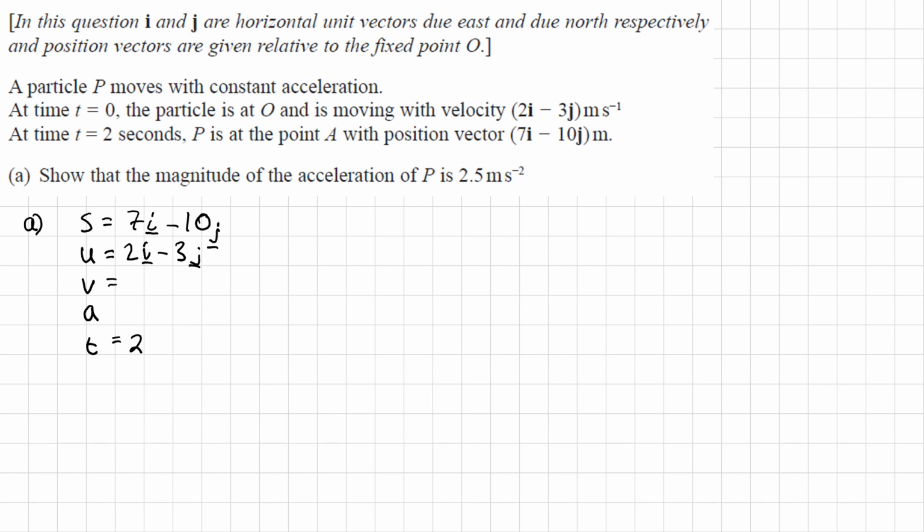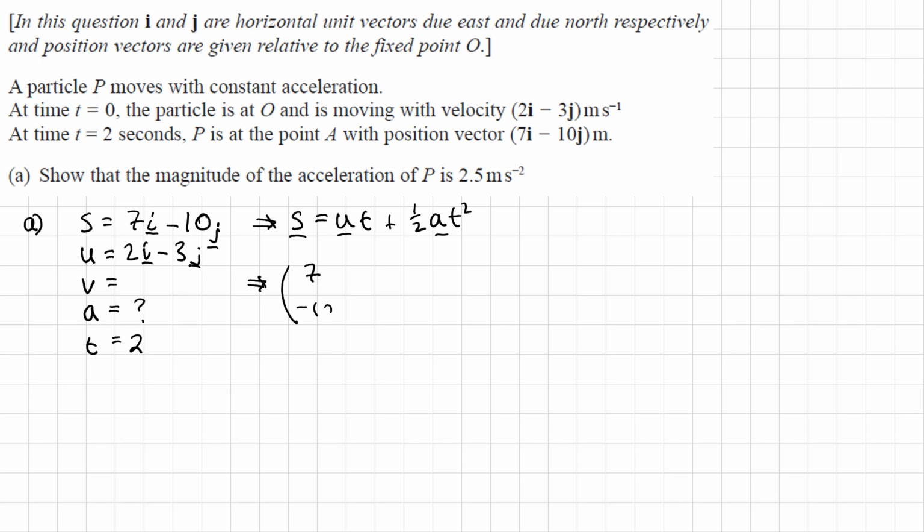and I want to find a, so I need to find a suitable equation, and I can use s equals ut plus half at squared. So again, we could use r there instead of s, but the working is going to be the same. So I'm going to work in columns. I just find that easier.